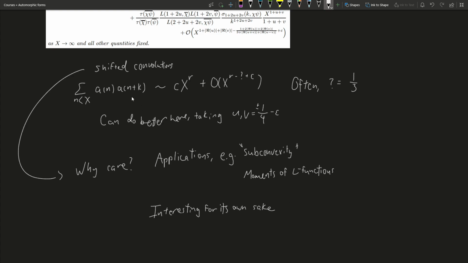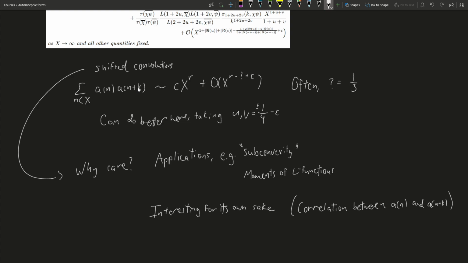Right, you can think of this as a question about correlation. It's the correlation between the value of whatever sequence you have at some integer and that sequence at a few integers over, a shifted, constant number over. You can imagine that if this is a divisor counting function, then you're asking about the correlation between the number of divisors of n and the number of divisors of n plus k.